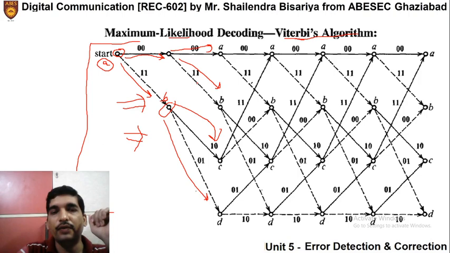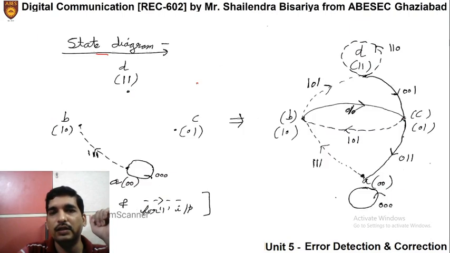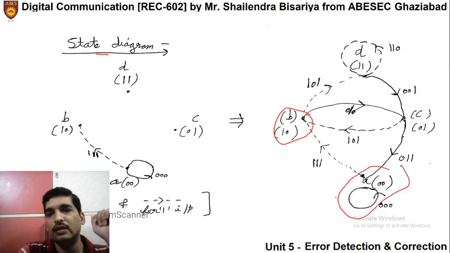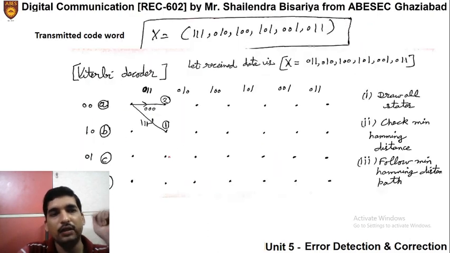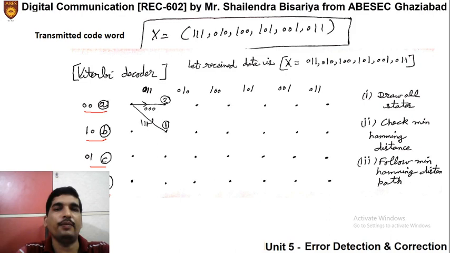First of all, what will we do in the state diagram? If you see in the state diagram, we have written the states first, ABCD, in this manner, right? How will we write here in this Viterbi diagram? We will write the states first in this manner. First of all, we will write state A 00, state B 10, state C 01, and state D 11.